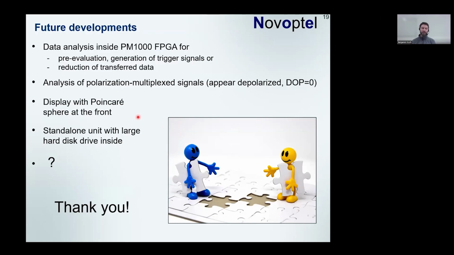We are eager to accommodate your needs, such as what we plan in the future, display with Poincaré sphere at the instrument or standalone unit with a large hard disk inside, so you can put it without extra computer and without any connection, and it will log the SOP for a long time. And when you have time, then you can connect to it and download the data.